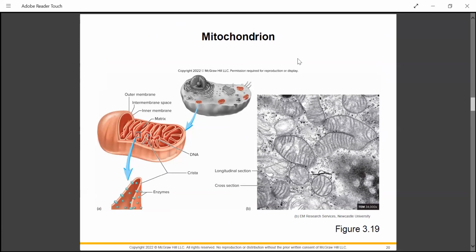Mitochondria is a plural word. It's a single mitochondrion. You see this outer membrane is nice and smooth all the way around, forms a little oval there. And then this inner membrane has these folds known as cristae. And in between, this middle portion between the two rows of cristae is known as the matrix.